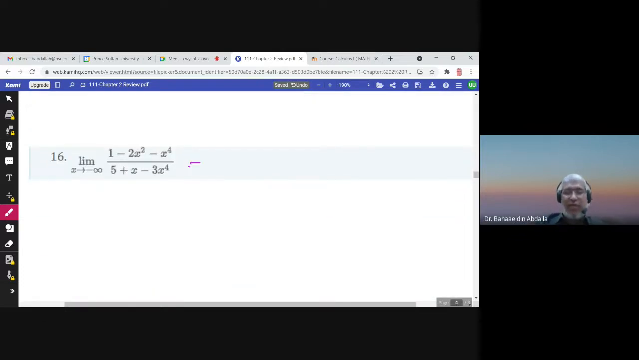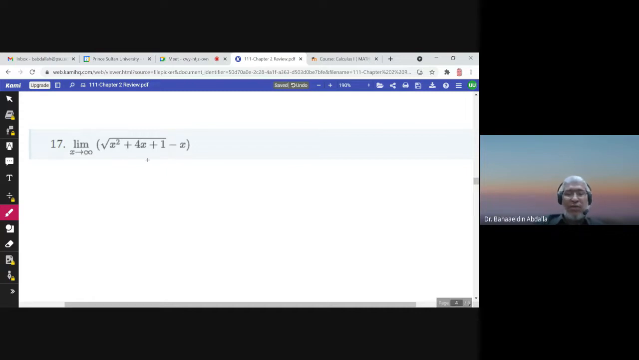X goes to negative infinity, so we deal with the highest powers in the numerator and in the denominator, and we forget all other terms. So negative 1 over negative 3, the limit is 1 over 3.